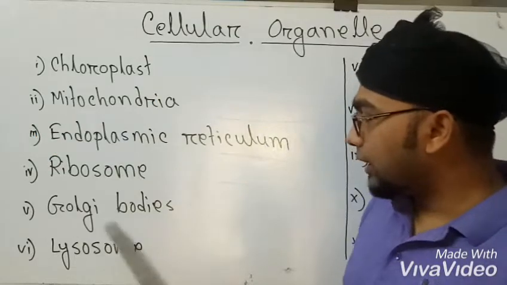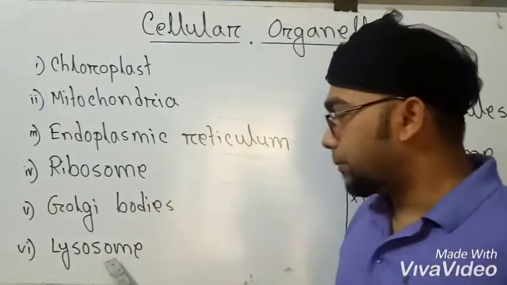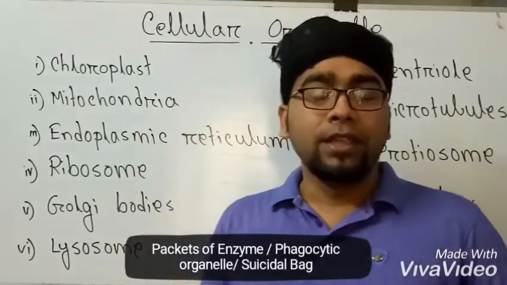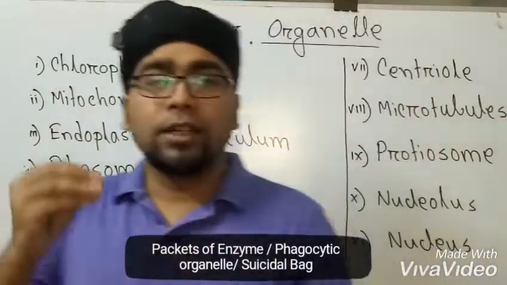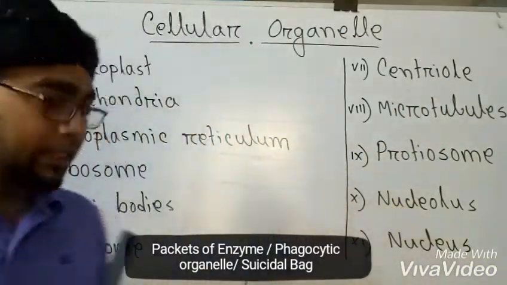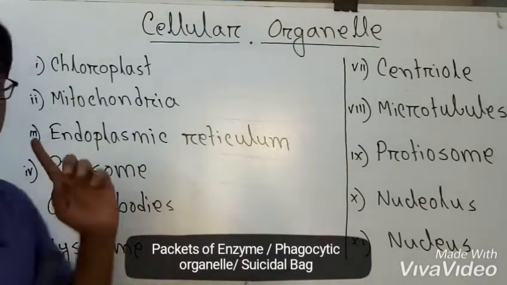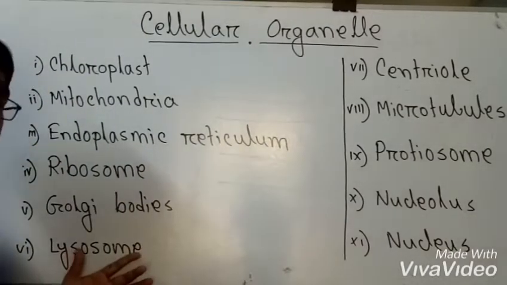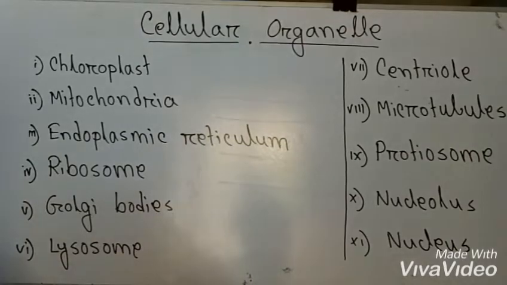Okay, next to the Golgi bodies, there is an important organelle called lysosome. These lysosomes bear some important enzymes. These enzymes perform phagocytosis. If any germ enters a cell, the enzymes present inside the lysosome kill this germ by phagocytosis. So lysosome is the suicidal bag, lysosome is the packet of enzymes.